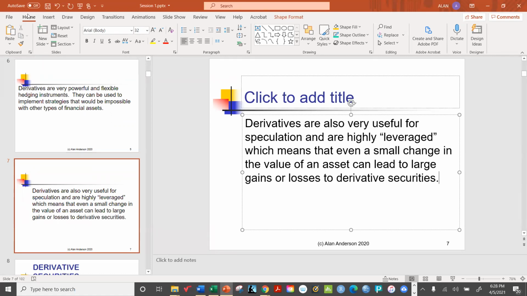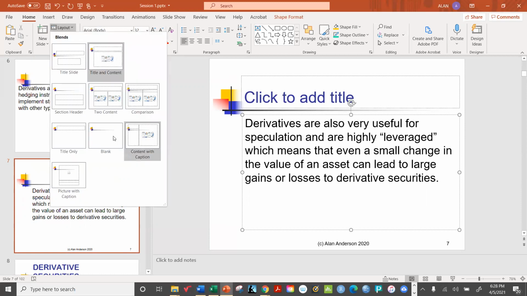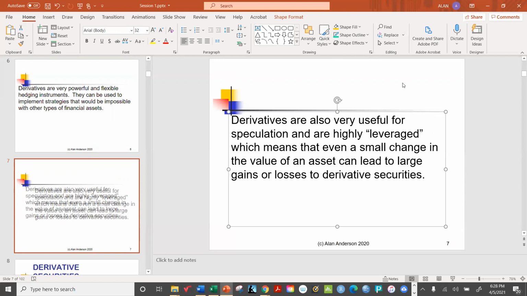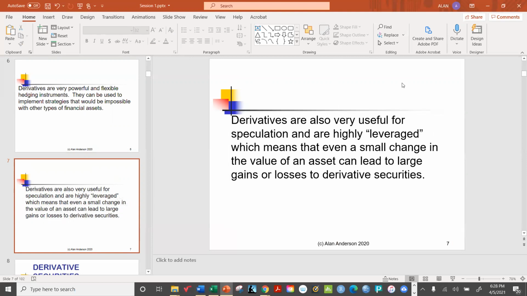In other words, it's sort of like gambling on steroids. You can use these to really go crazy and gamble like you would never believe was possible. So if you're trying to make a lot of money in a hurry, this is one way you could potentially do it, because it doesn't take much for these derivatives to gain an enormous amount of value, but it also doesn't take much for them to lose an enormous amount of value.